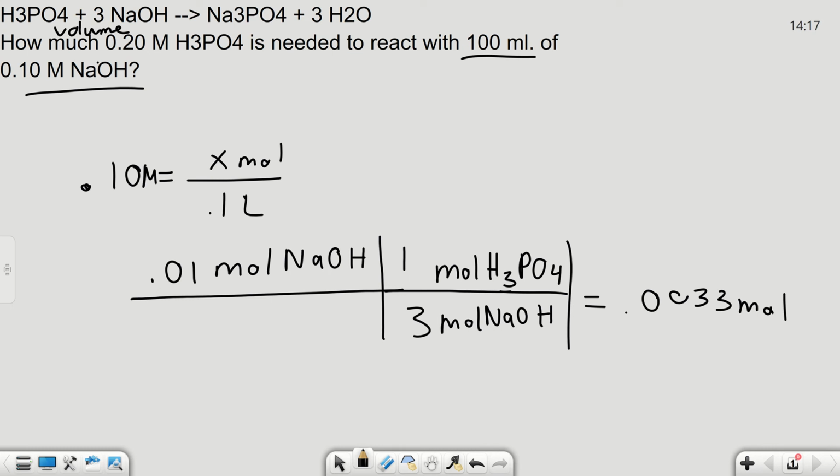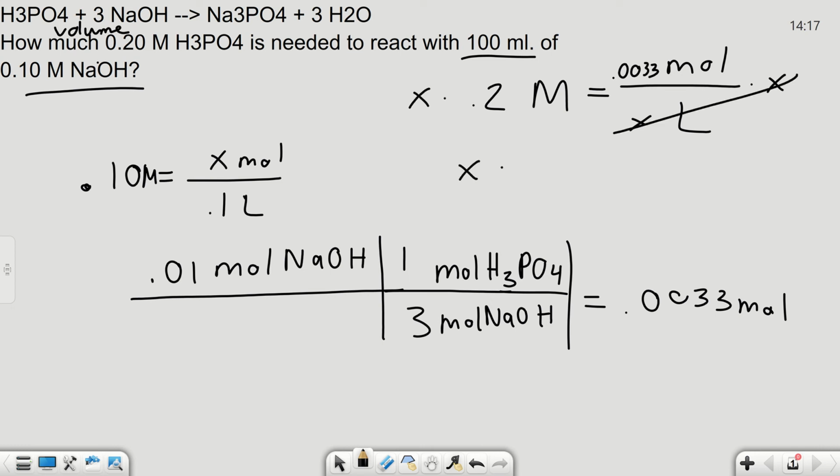Well, it's asking for the volume, so then I go back. I do my molarity calculation again. Molarity is moles over liters. I have 0.0033 moles. This is a 0.2 molar solution. I need to find the liters. Multiply the liters out. I get x times 0.2 equals 0.0033, so divided by 0.2. Sorry, I'm running out of space here.